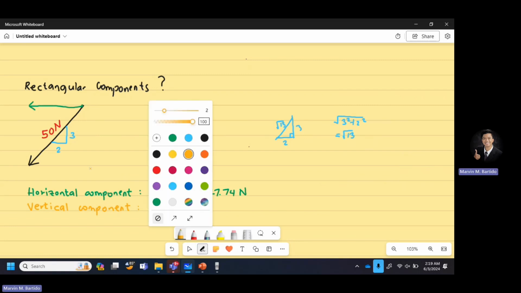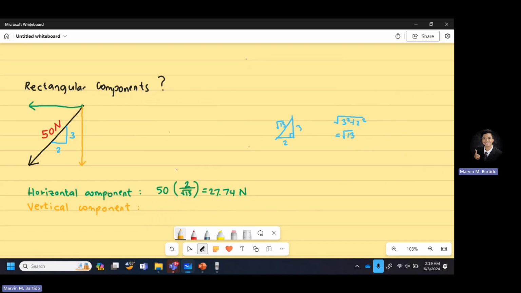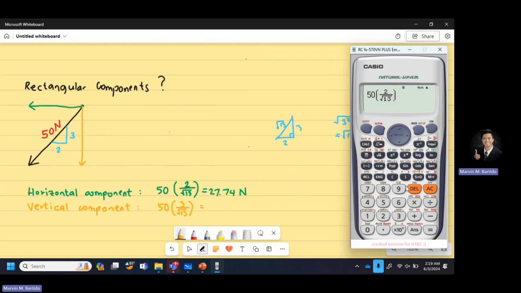Now, to determine the vertical component, so this is the vertical component of the inclined force. What you need to do is just write down the magnitude of the force multiplied by a fraction wherein the denominator is the hypotenuse of the slope triangle, and then the numerator would be the vertical side in the slope triangle, which is 3. So computing this, 50 times 3 over square root of 13, that would be 41.60.